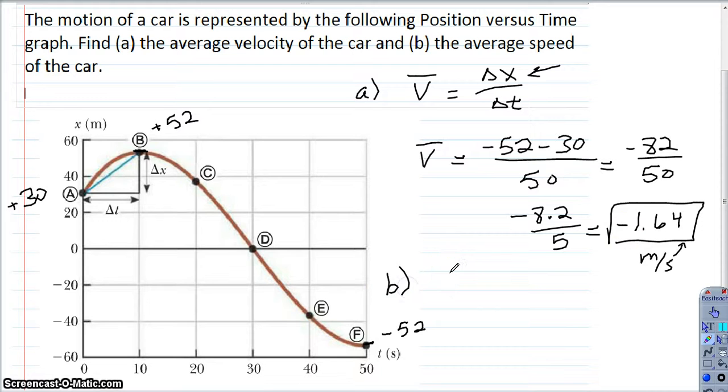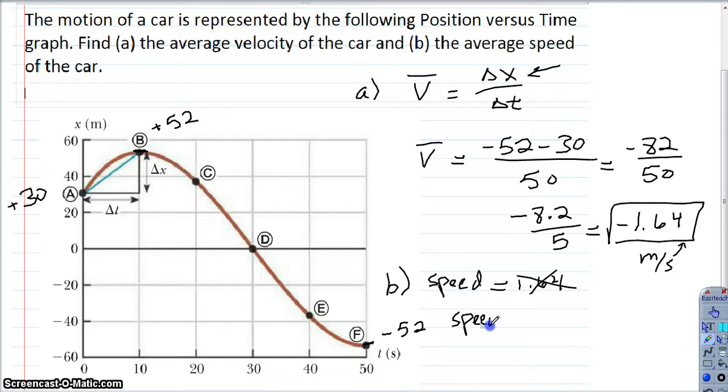Part B is the real reason that I wanted to throw this question in here, just to make sure we are stopping and thinking for a second, right? Going back to last year, we defined speed as the total distance divided by time. So you have to be careful. The speed in this situation is not just positive 1.64. It's not just dropping the negative sign. Instead, what we have to do is think about, well, what's the total distance that I went?